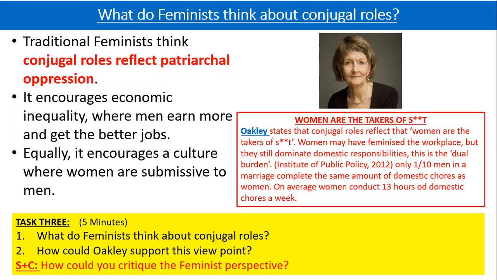And then you've got the iconic quote. So Oakley says, "Women are the takers of poo," essentially. And you've got a stat here: the Institute of Public Policy, only 1 in 10 men in a marriage complete the same amount of domestic chores as women on average. Women conduct 14 hours of domestic chores a week. So it just gives you this idea of how much more women are taking on. They may have more economic responsibilities through working themselves, but they are not relinquishing many of their domestic responsibilities.